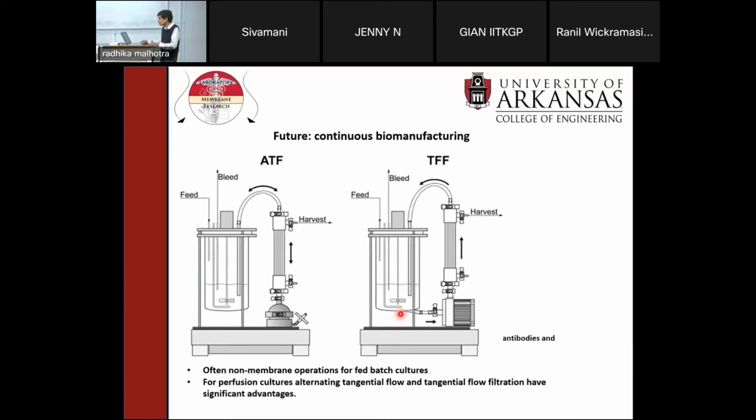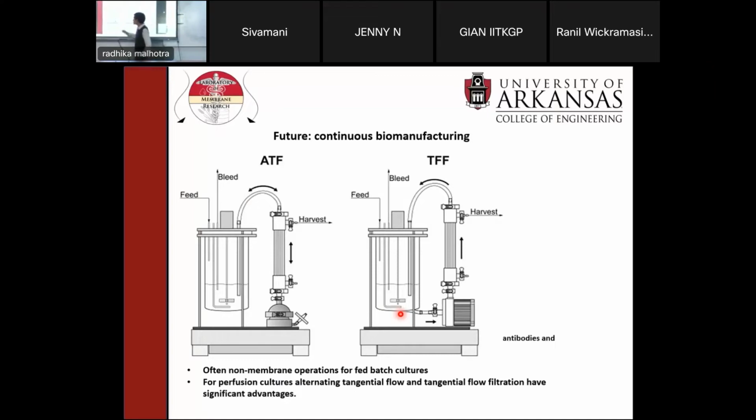So I just wanted to mention one more thing. If we consider the future of this sort of tangential flow filtration for bioreactor harvesting, one idea is going to be this alternating tangential flow filtration, which is something we'll talk about on Thursday. But the idea is that basically in tangential flow filtration, like here, what happens is you have your feed coming out like this. It goes through the module, the retentate is pumped back in, right? So it's just going in a circle, right? The cells come and go.